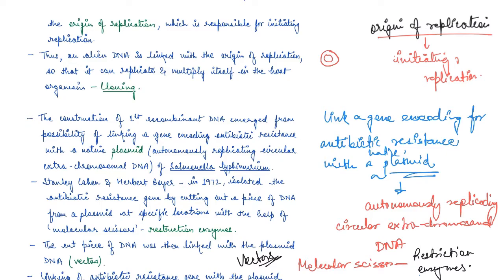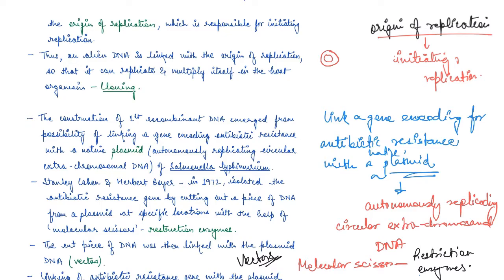So basically, we know that mosquito acts as an insect vector to transfer the malaria disease. They transfer the malarial parasite into the human body, right? In the same way, a plasmid is used as a vector to deliver an alien piece of DNA into the host molecule, right? Now, linking of the antibiotic resistance gene with the plasmid vector again was possible with an enzyme.